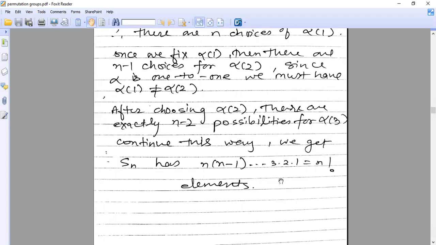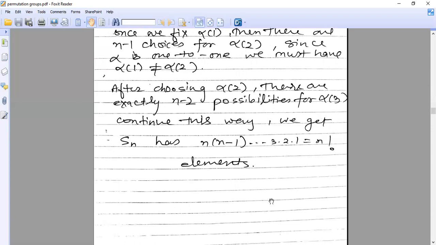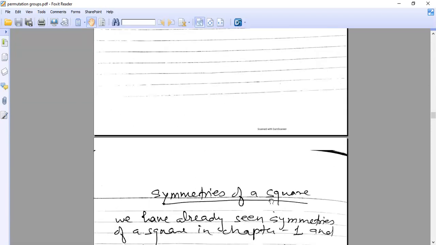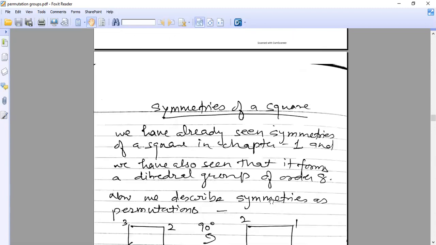Now you continue in this way, and then we get Sn has n into n minus 1 into n minus 2, and so on, 3, 2, 1. All this product will give you factorial. So you have total n factorial elements in Sn. So the order is n factorial. Now next we have symmetries of a square.